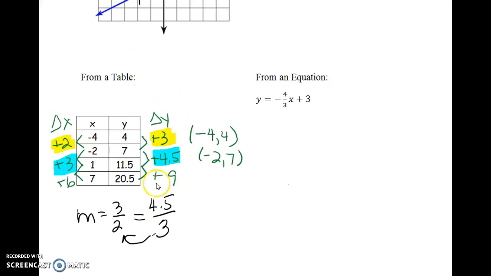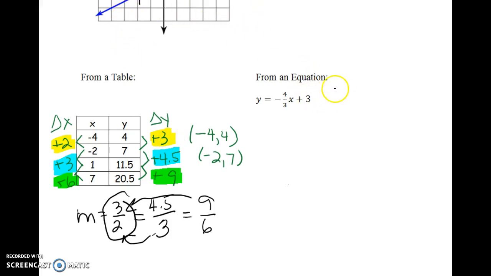The next piece, I'm going to look at the 9 and the 6 just to make sure that I have a linear function here. So I get 9 divided by 6. And if I reduce that, I also get 3 over 2. So we're good. Our slope is 3 over 2. And we have a linear function because the slope increases the same all the time.